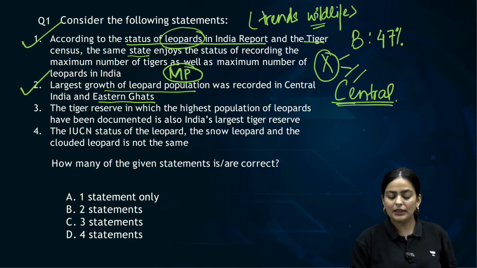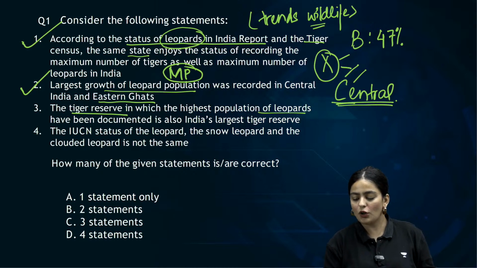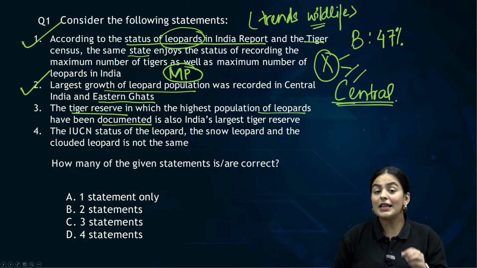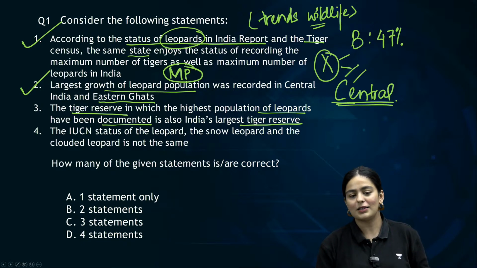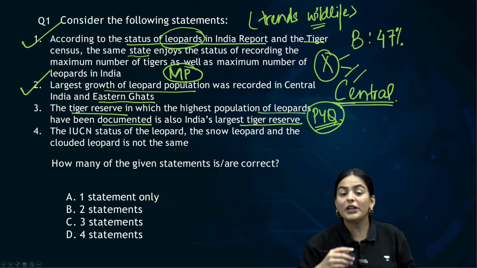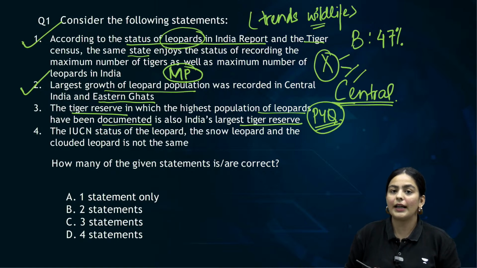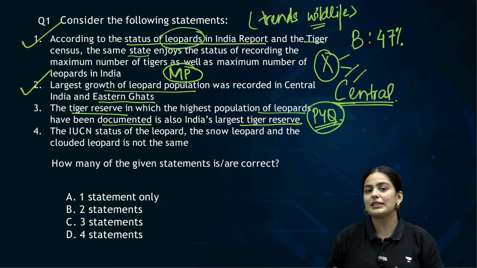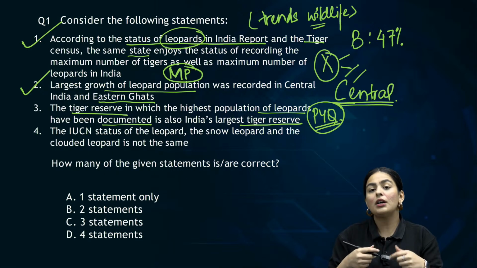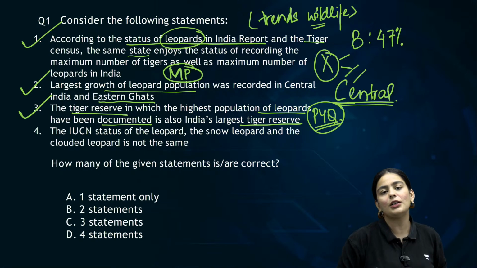Third statement. The tiger reserve in India in which the highest population of leopards has been documented is also India's largest tiger reserve. This was asked in your prelims. This was a PYQ: which of the following tiger reserves is the largest tiger reserve. So that is absolutely correct. It is Nagarjuna Sagar Shri Sailam, the largest tiger reserve and also the tiger reserve which houses the largest population of leopards in India. Statement number 3 is absolutely correct.